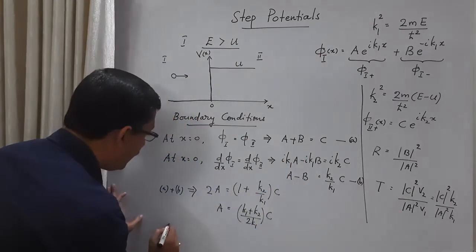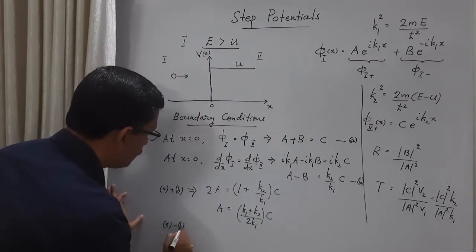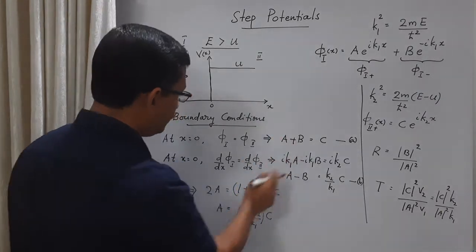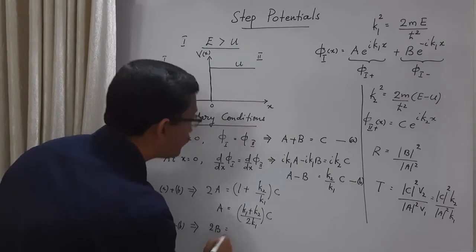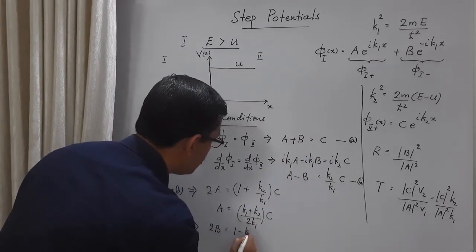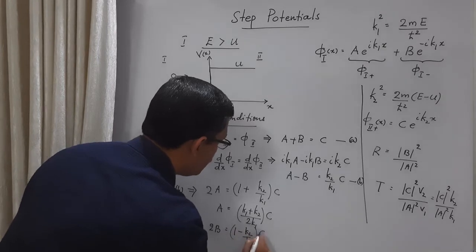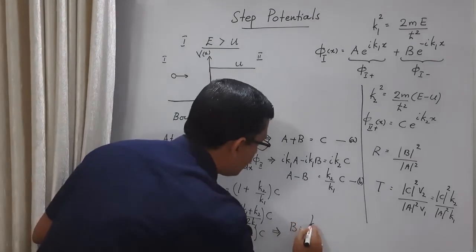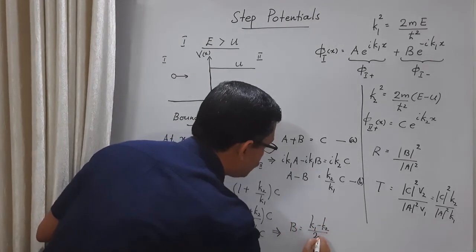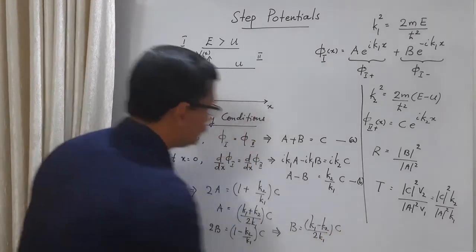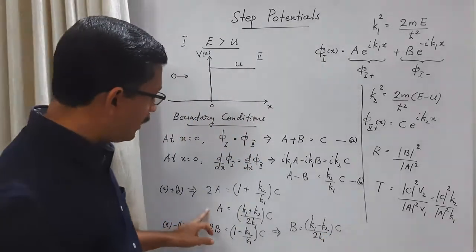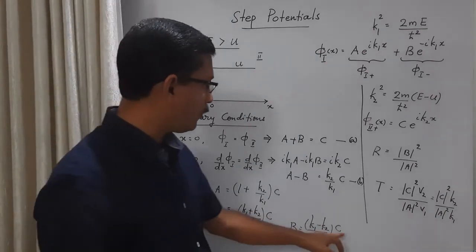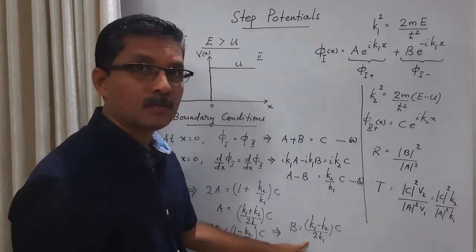Similarly, you can take a minus b. What do you get? The a will cancel, and we get 2b equals a minus b, so we have 1 minus k2 by k1 times c. From here, b is equal to (k1 minus k2) by 2k1 times c. So we have obtained a in terms of c, (k1 plus k2) by 2k1 times c, and b also in terms of c, (k1 minus k2) by 2k1 times c.